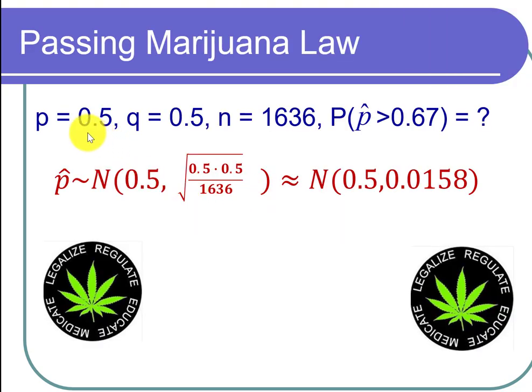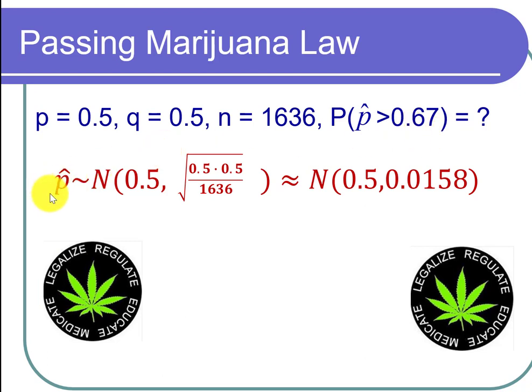All right, so here's everything we've got. We're saying, well, the claim was that really it's only 50%. So that's P is 0.5, Q is 1 minus 0.5, or also 0.5. Our sample size was 1,636. We want the probability that P hat is greater than 0.67, because that was the proportion of the sample who supported legalizing marijuana.